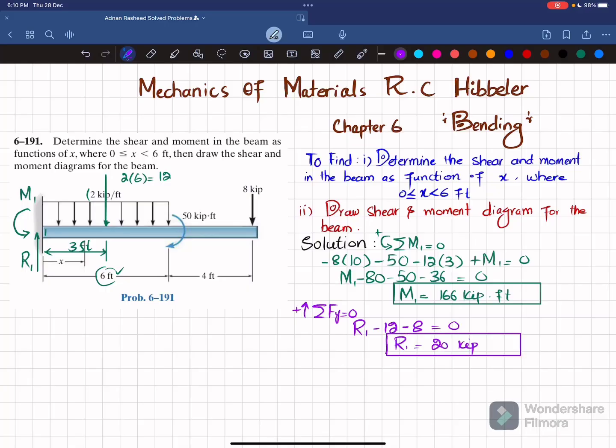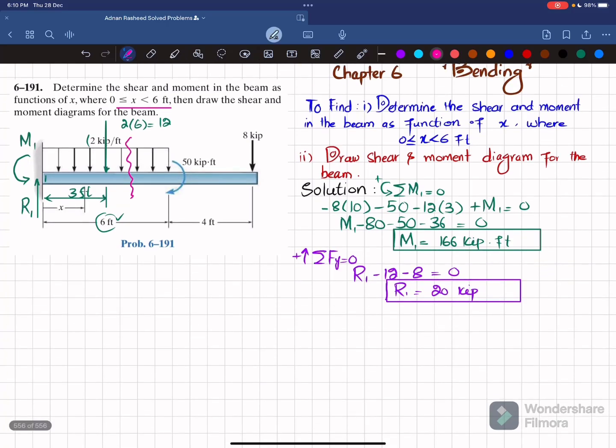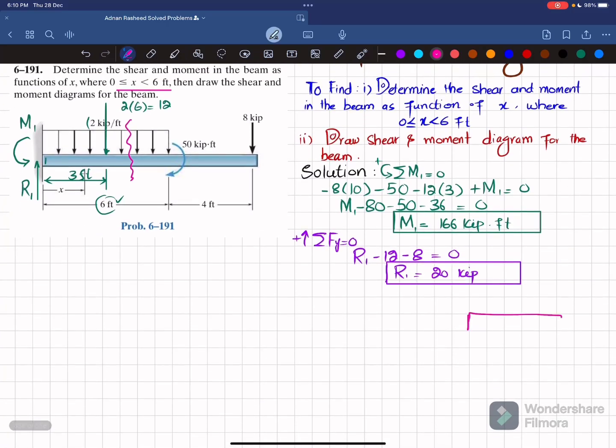So what we will do is section this beam in the range of x greater than or equal to 0 and less than 6 feet, and draw the free body diagram. If I draw it over here, let this be the beam. This is point 1, where we have a reaction force R1. R1 is 20 kips, and the moment we calculated is 166 kip-feet, that is counterclockwise. And this length at which we have cut the beam is x, and there is a distributed load over a length of x, and this distributed load is downward.